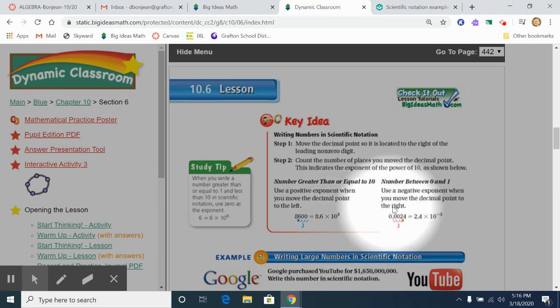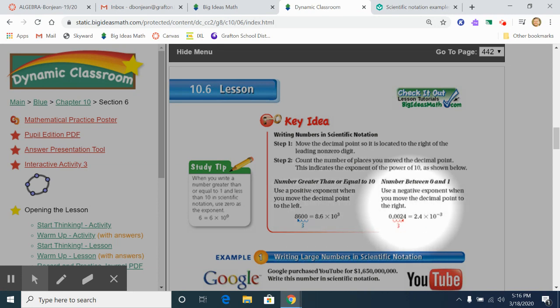All right, now let's look at something where we're going to use a negative exponent. Really, really small numbers, okay? For example, 0.0024. Numbers that basically have a lot of zeros in the front of the actual whole numbers, those we're going to use a negative exponent for. All right, think about it. We use positive exponents for large numbers. We use negative exponents for small numbers.